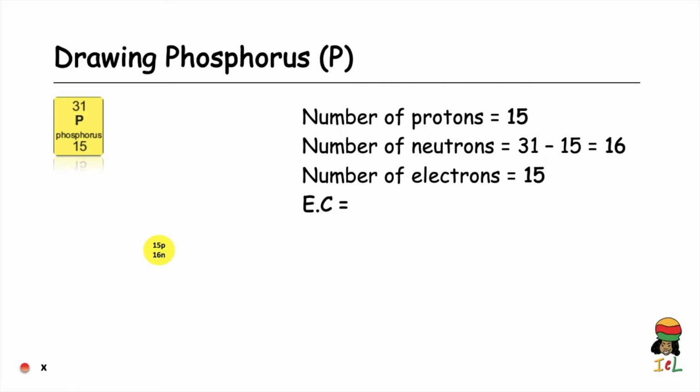Now it's time to start arranging the 15 electrons on the shells of the phosphorus atom following the 4 electron arrangement rules. Before we begin, note that we can use either a dot or a cross to represent the electron. For this lesson, we will use the dot. So after representing the number of protons and neutrons in the nucleus, the next step is to follow the electron rules to draw the shells containing the electrons around the nucleus.